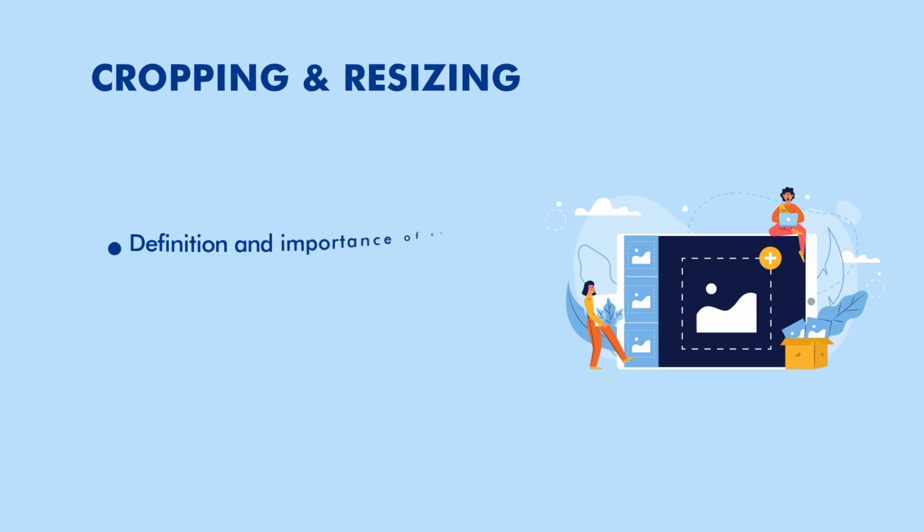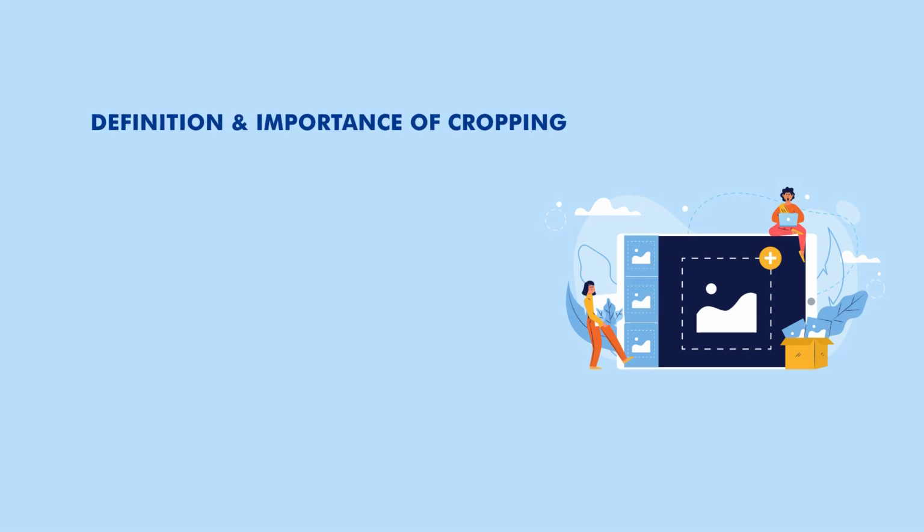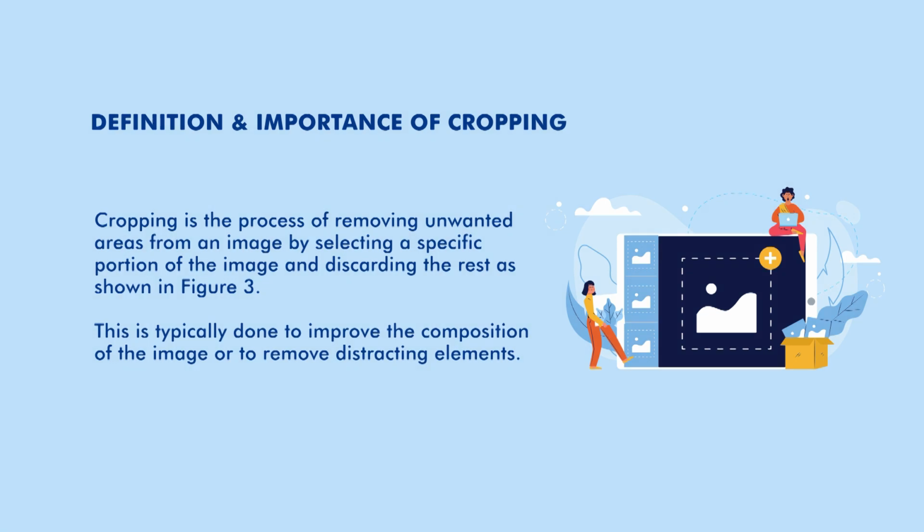Next subtopic is cropping and resizing. In this, we will see the importance of cropping, techniques for resizing images, and understanding aspect ratios. So, what is cropping? Cropping is the process of removing unwanted areas from an image by selecting a specific portion of the image and discarding the rest, as shown in figure 3. This is typically done to improve the composition of the image or to remove distracting elements.